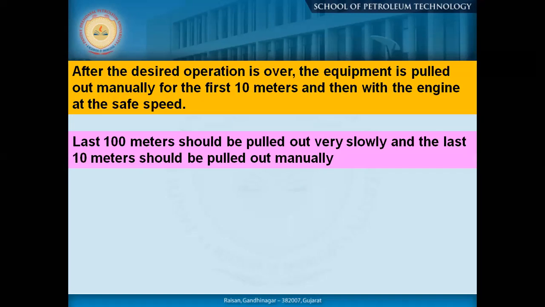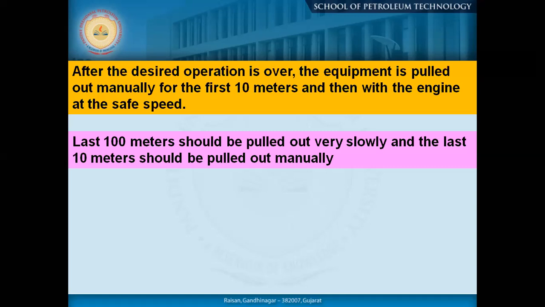After the desired operation is over, I will hold the testing part; we'll discuss it afterwards. It may be just a sampling, it may be a bottom hole pressure and temperature survey, it may be a transient well test for 5 days or maybe for 10 days.